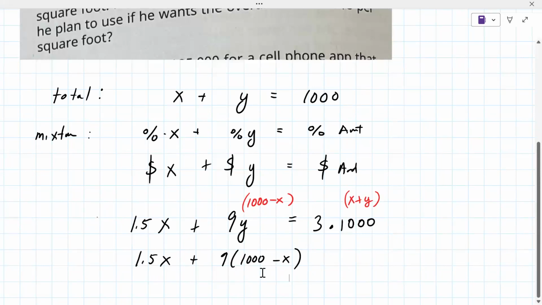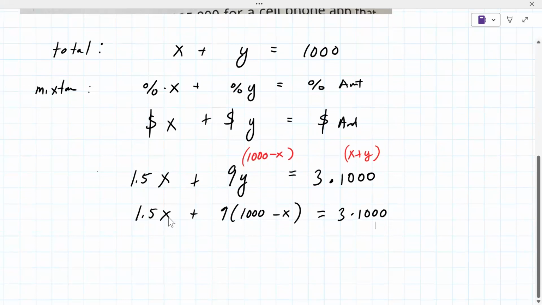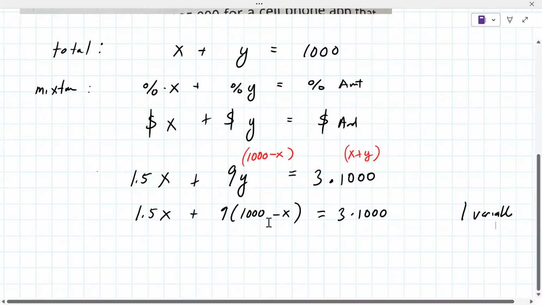If X is 400, you're using 600, and it's 3 times 1,000 because that's how many square feet of tile. And so somehow you're going to create a table that you get 1.5x plus 9 times 1,000 minus x equals 3 times 1,000. And notice that there's one variable in this equation, which is good because that's what you're solving right now, equations in one variable. Now we could solve this, or we could just say, you know what, I know how to solve these and move on to another problem, or we solve it right now. What would you like to do?